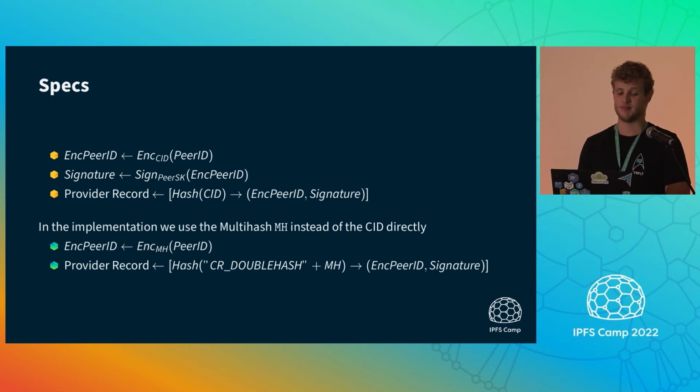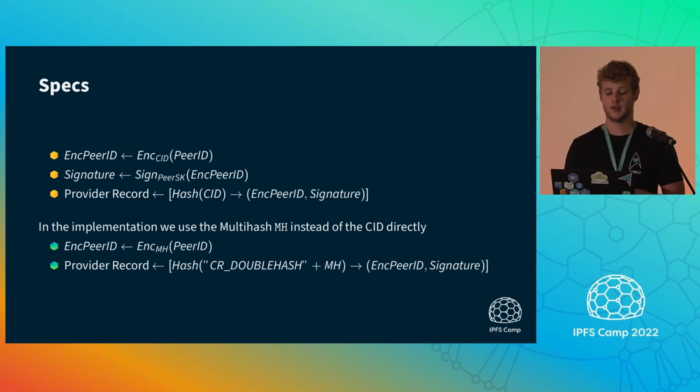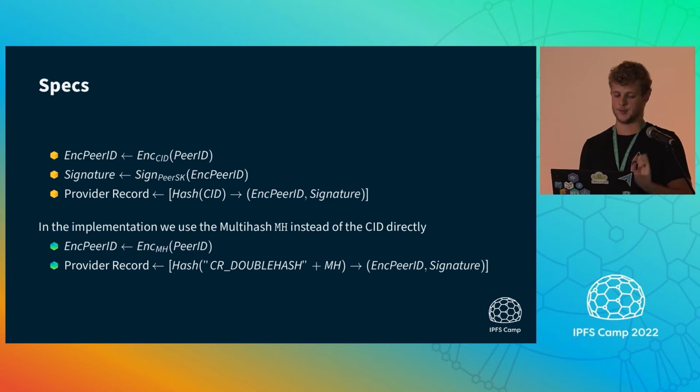So that's roughly the specs, so what will change. We will have the encrypted peer ID that we encrypt using the CID. We will have the signature of this encrypted peer ID. And so the new provider record will be a mapping from the new DHT identifier, so the hash of CID, to the encrypted peer ID. And we also want the signature to be there. So that's the easy version, but in practice, we're gonna encrypt with the multi-hash, which is contained inside the CID, and we'll hash with a constant string in order to avoid collision.